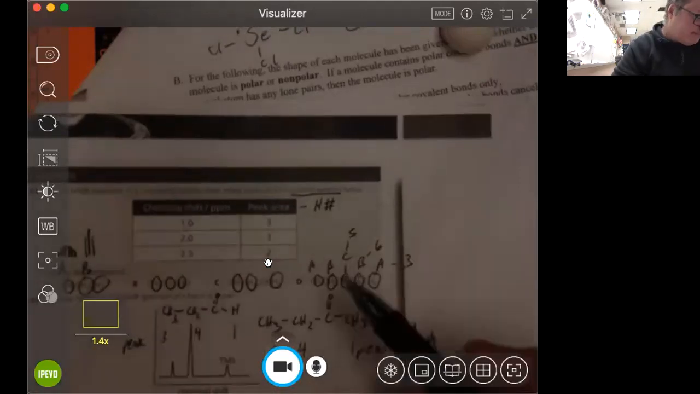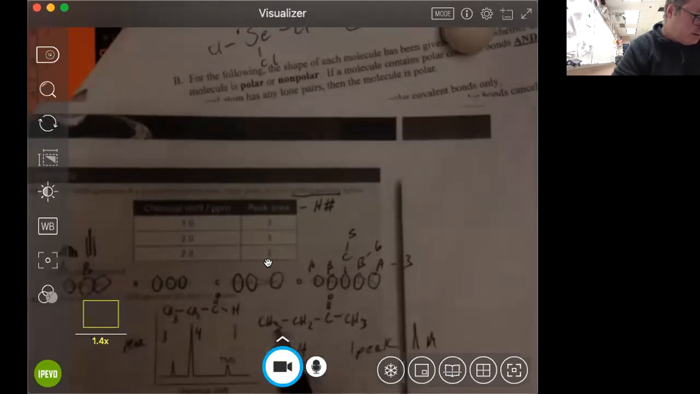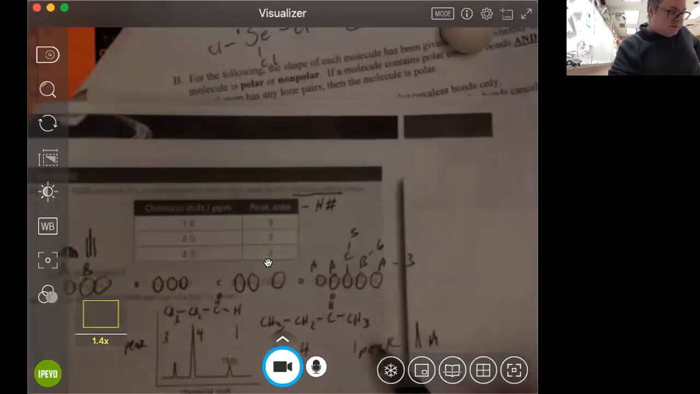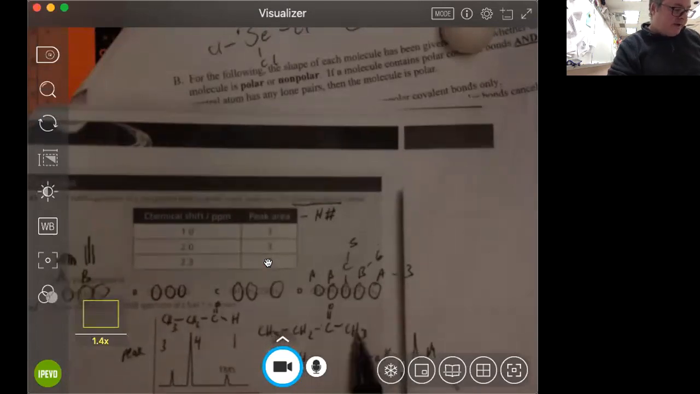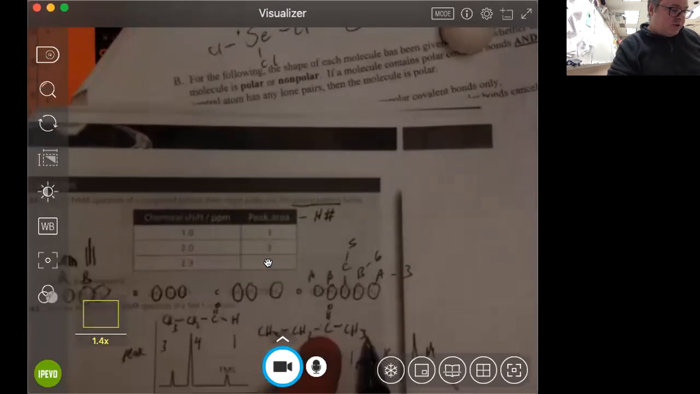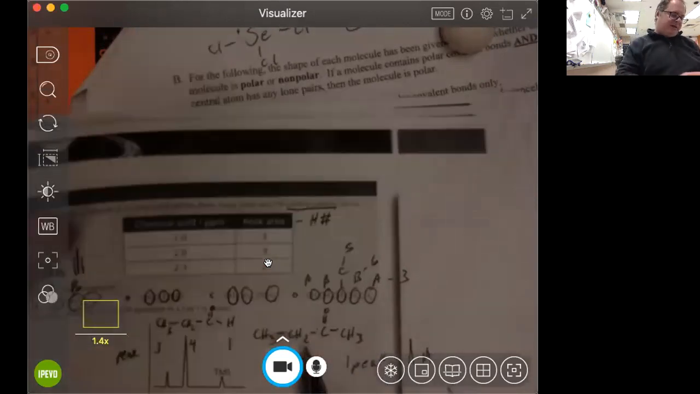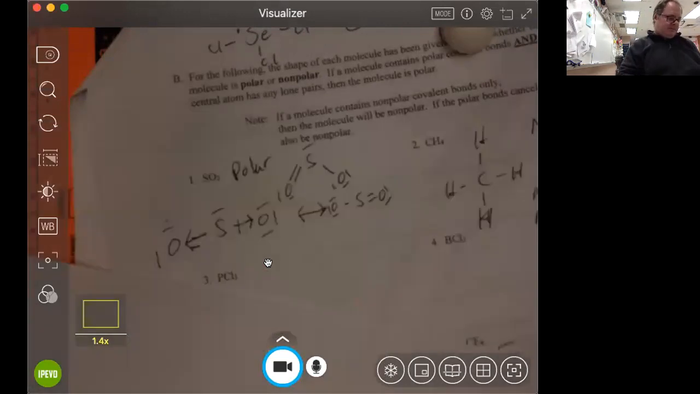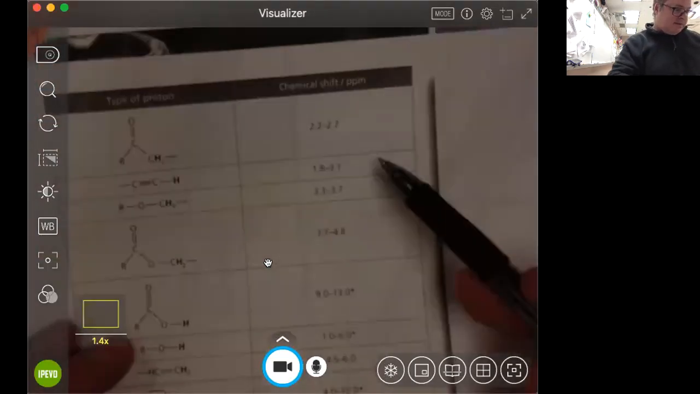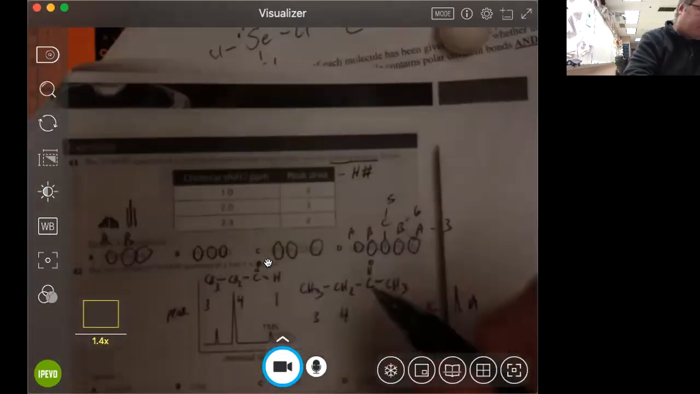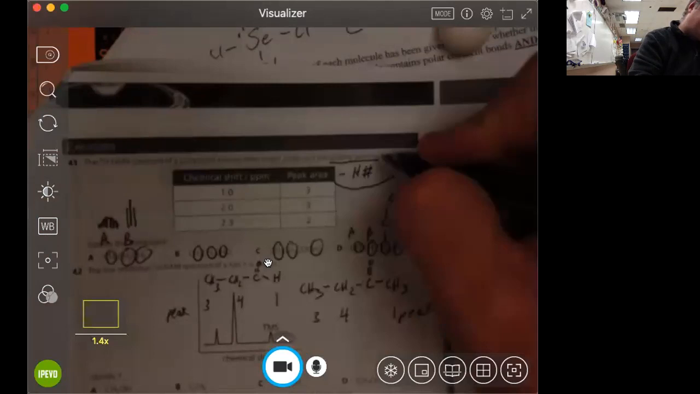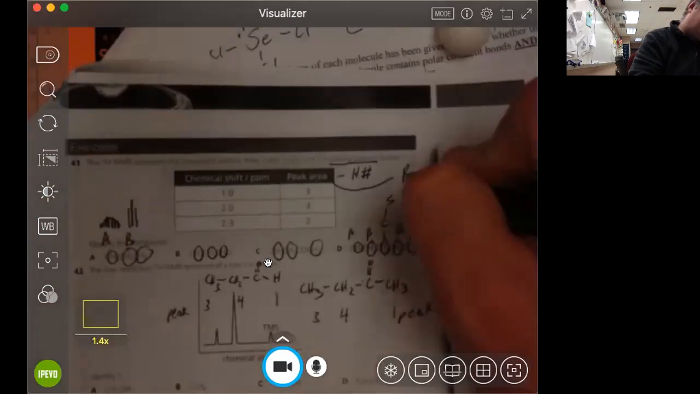Let's make sure these work again. We would assume that this one right here, yep, okay, there we go. So being next to this O would shift it over, and then this CH2 next to that is going to be the 2.3. Peak area apparently means ratio of hydrogens.